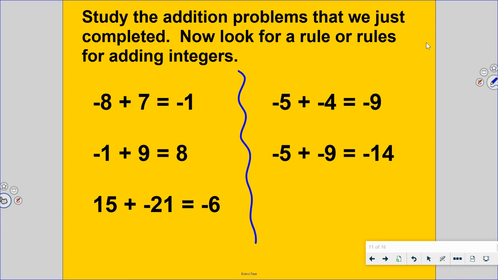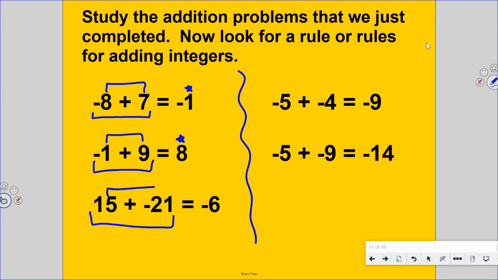If you notice, first problem has a negative and a positive. Second problem has a negative and a positive. Third problem has a negative and a positive. Not necessarily in that order. That would be a difference. But then look what happens to the absolute values. 9 and 1, and we get to 8. 8 and 7, and we get to 1. 21 and 15, and we get to 6. Perhaps you notice that each of these are going to have zero pairs that cancel out.